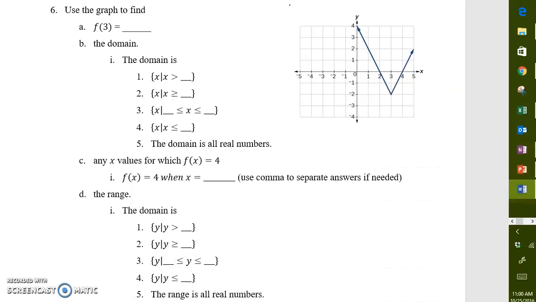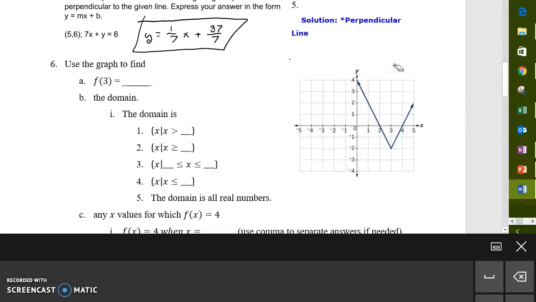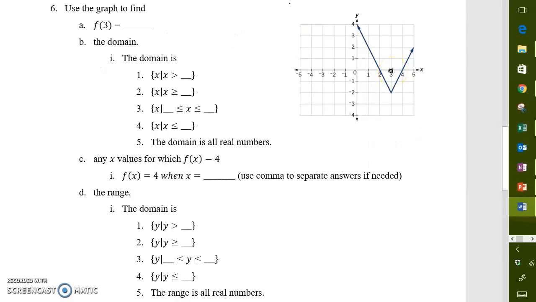Number 7, we're given a graph and we're told to find the value of f of 3. Well, remember, that means f of x, so x equals 3. So x equals 3 at this point. What does f of 3 or y equal at that point? Well, the graph here crosses x equals 3, and we trace it over and see that y equals -2. So f of 3 is -2.